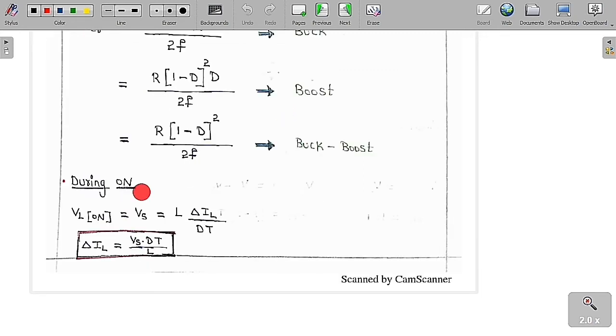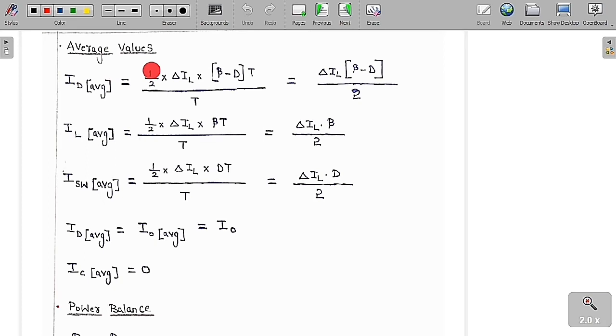During the on condition, whenever the switch is on, the supply voltage is equal to the inductor voltage. VL on is equal to Vs is equal to L into delta IL by dt, where T on is nothing but dt. If you solve this, we get delta IL is equal to Vs into dt by L.